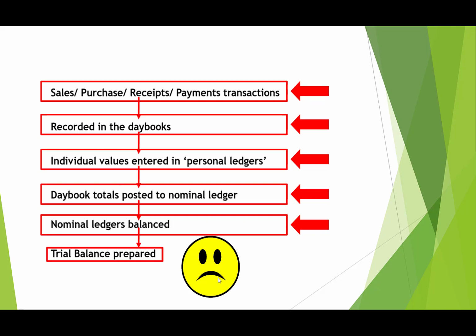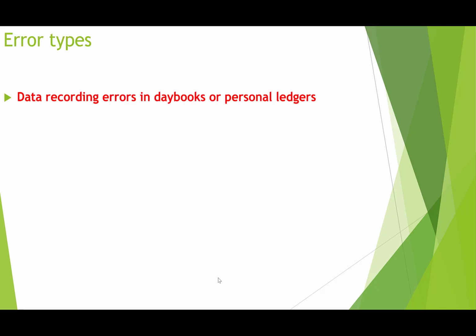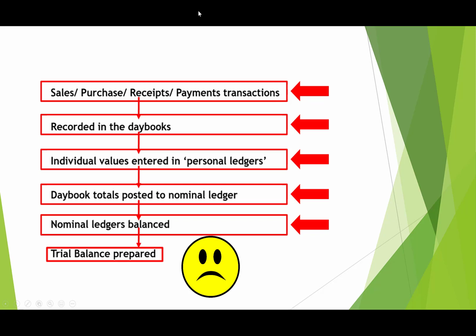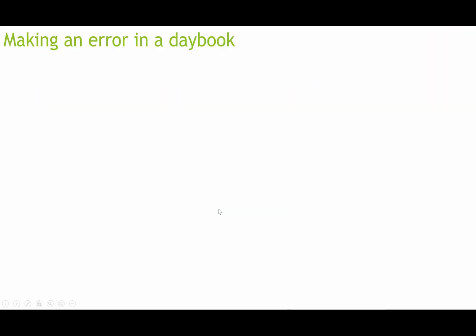So I want to look at the first type of error, where you have an error in the daybook or the personal ledgers. So we're looking at these first three general activities. You may have a transaction with incorrect values, you may record it incorrectly in the daybook, or you may incorrectly enter it in a personal ledger. So just to look at that.